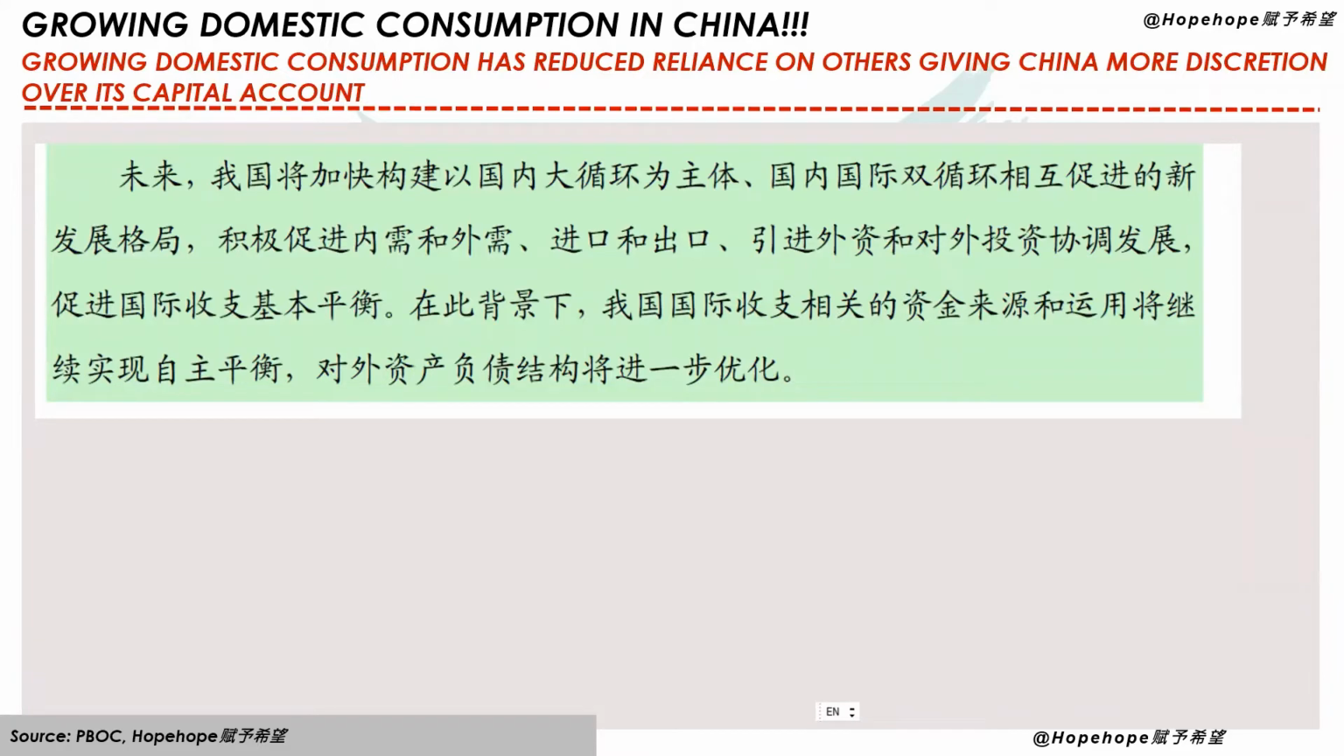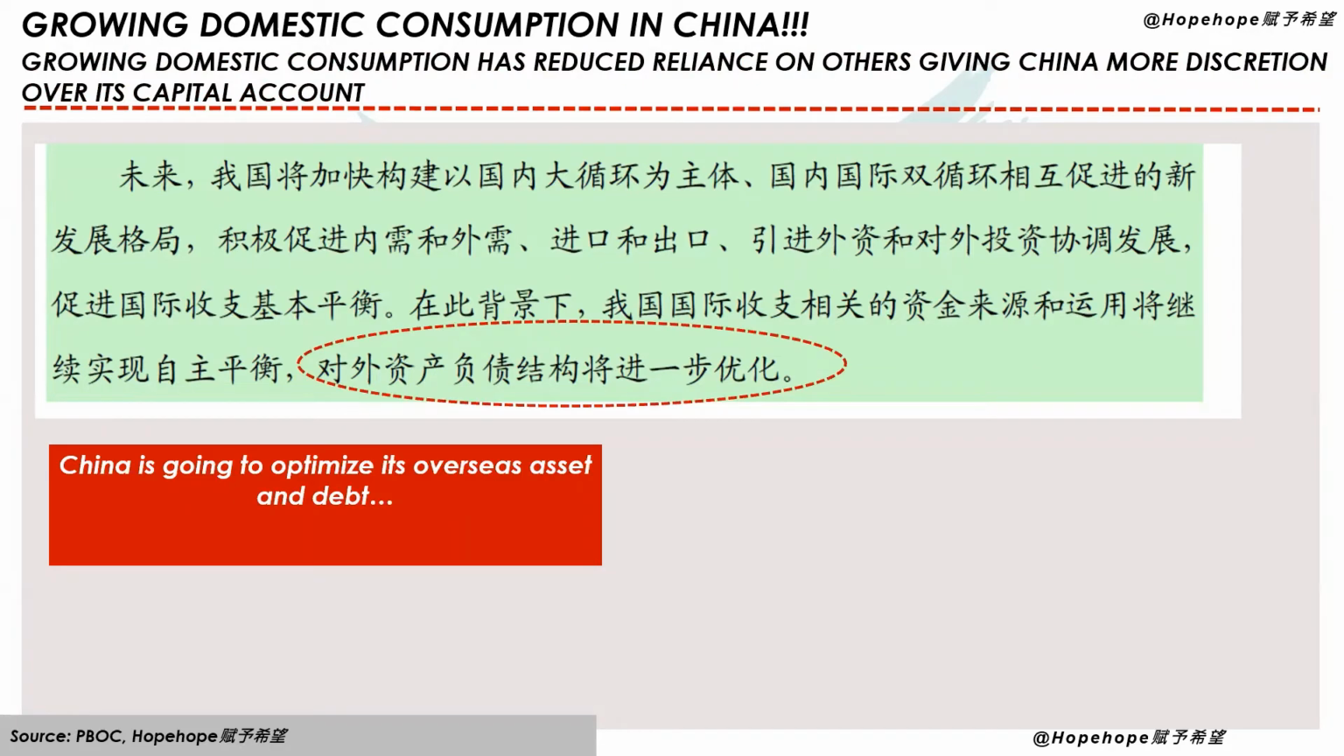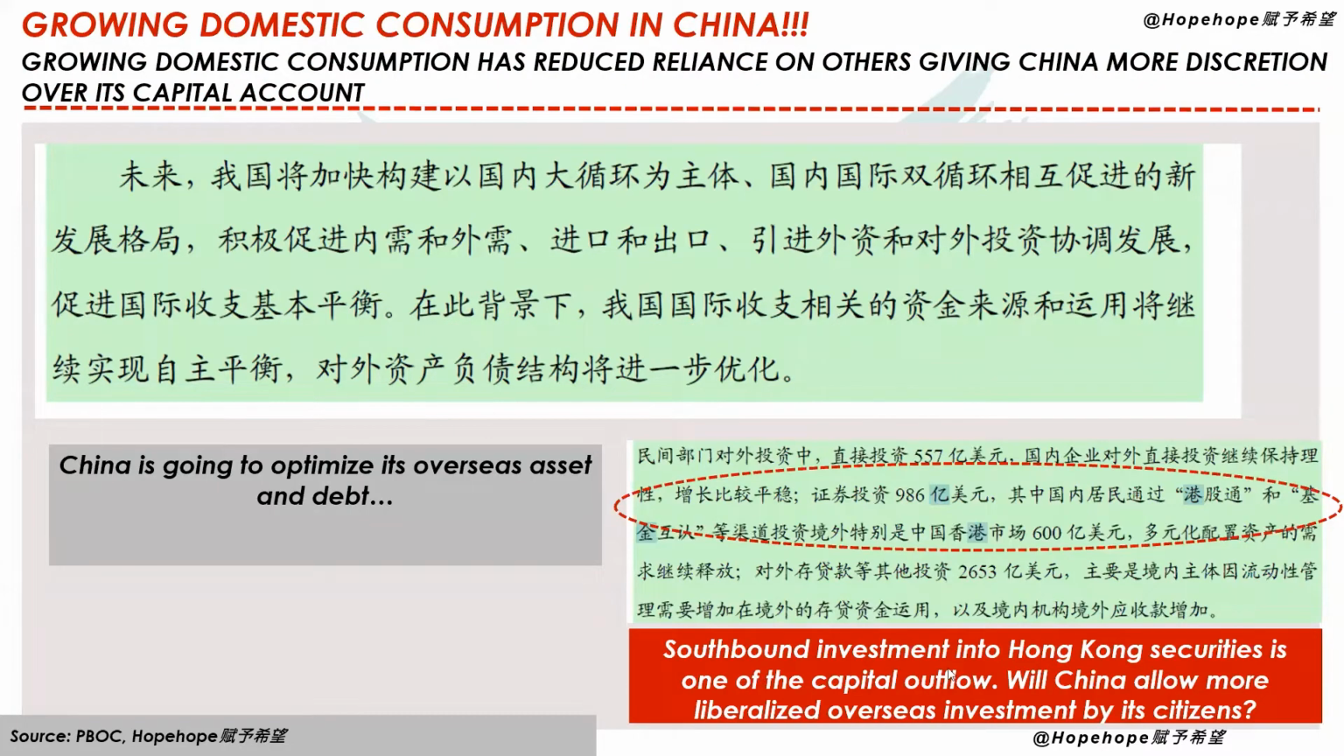Growing domestic consumption has reduced reliance on others, giving China more discretion over its capital account. China highlighted that it's going to optimize its overseas assets and debt. Outbound investment into Hong Kong securities is one of the capital outflows. Will China allow more liberalized overseas investment by its citizens?